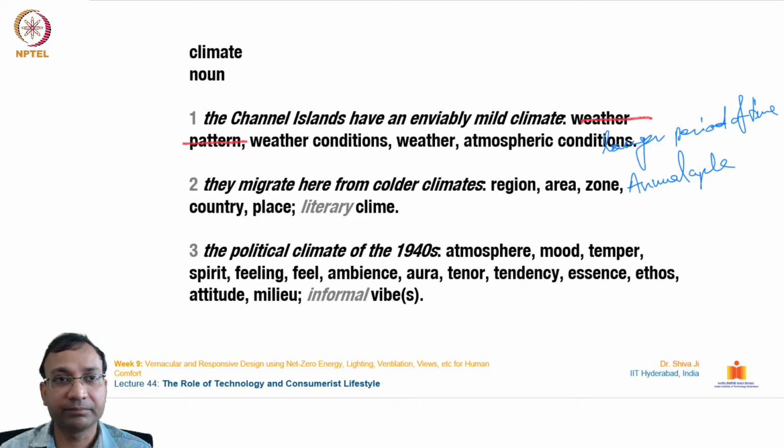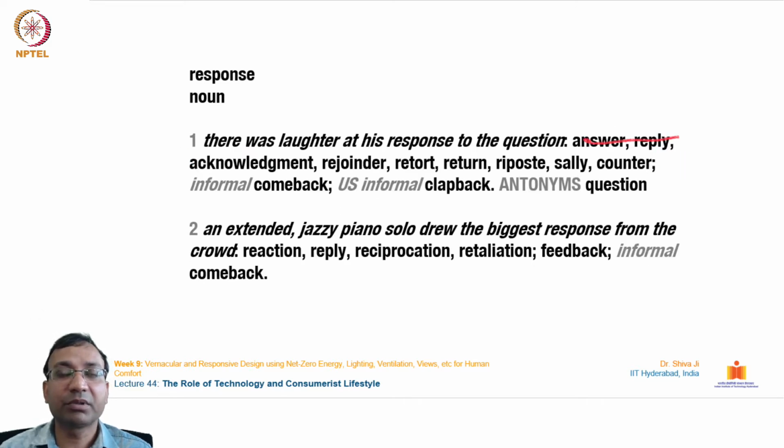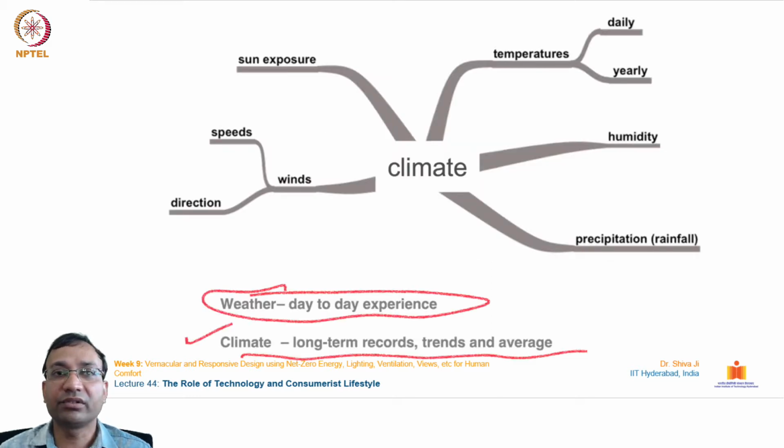And what about responsiveness? Responsiveness is very simple: it is the answer to a given situation. So this is the climate, and these are its elements. The climate is a long term record and trend of the different averages of the elements of climate and weather which happen on a day to day basis.